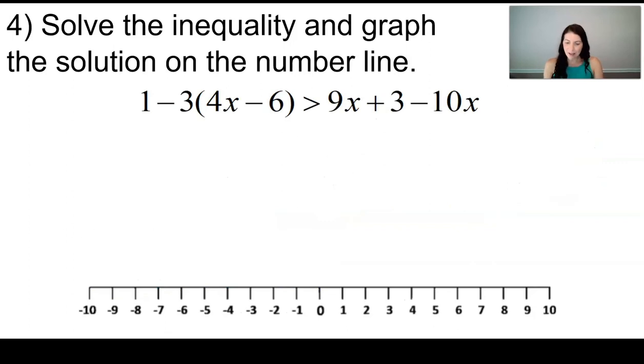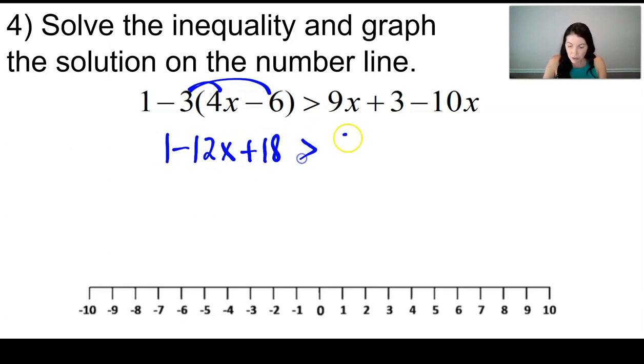All right, one more example, and this one has a little more to it. And here you can see that we have 1 minus 3 times this quantity is greater than, and then this right side. So one thing, also a common misconception that I see is students do 1 minus 3 and then they say negative 2 times 4x minus 6. And we need to remember those order of operations. The first thing we do need to do is we need to multiply in this negative 3. Do not subtract 1 minus 3. So I would have 1 minus 12x plus 18 is greater than 9x plus 3 minus 10x.